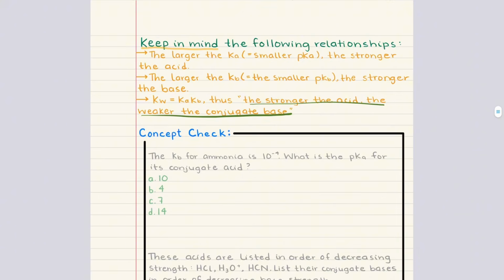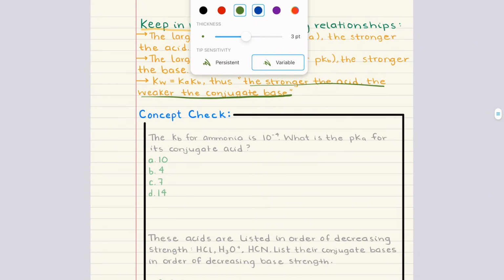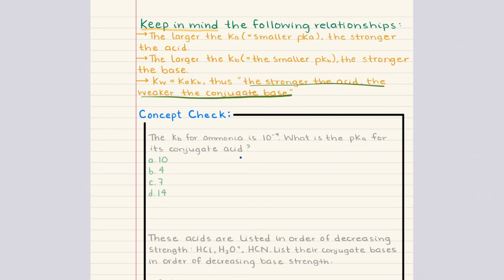The first problem says that Kb for ammonia is 10 to the negative 4. What is the pKa for its conjugate acid? Ammonia is NH3. So the conjugate acid of ammonia, when it gains a proton, is going to be ammonium, NH4 with a +1 charge. Since conjugate pairs are linked through water, Ka for ammonium and Kb for ammonia are related by the equation Ka times Kb equals Kw.